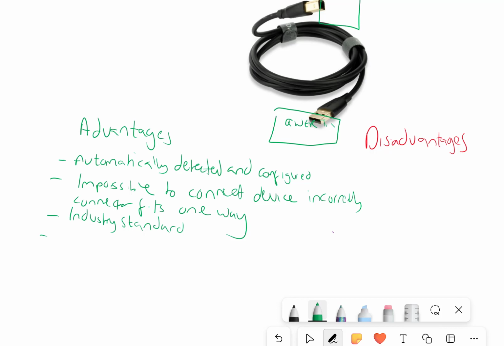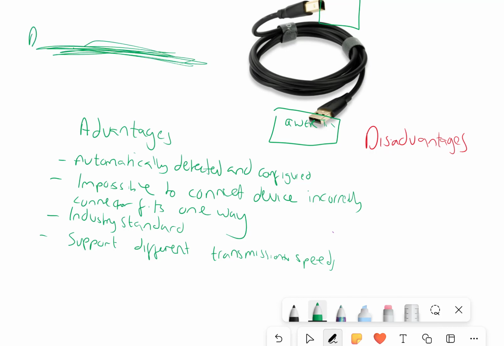Another advantage, they support different transmission speeds. You're going to have some devices which require data to be sent really quickly from device to computer, computer to device. You've got some devices which actually require it to be sent at a slower pace. Therefore, this USB cable can handle both versions, basically. Fast, slow, it can adjust.